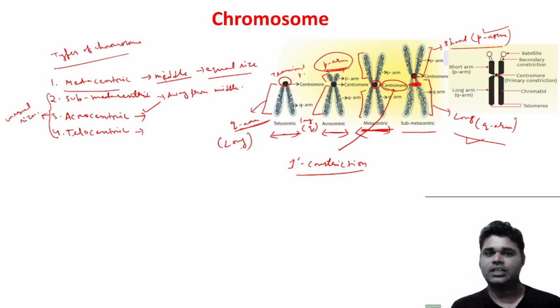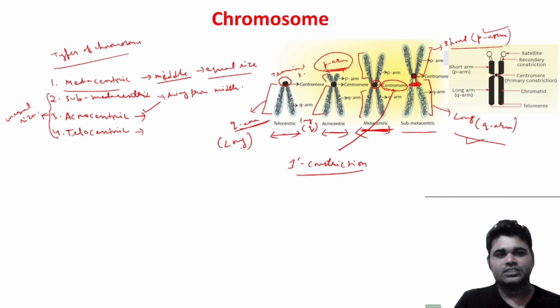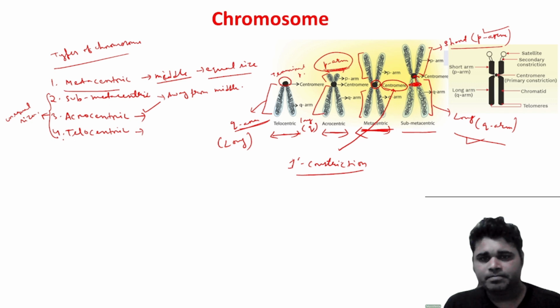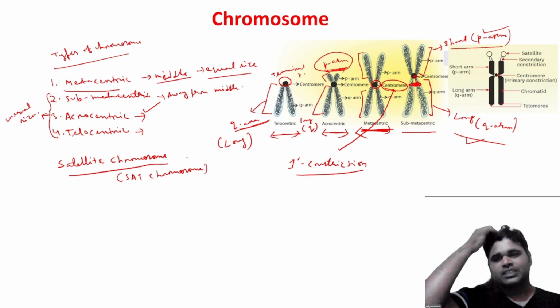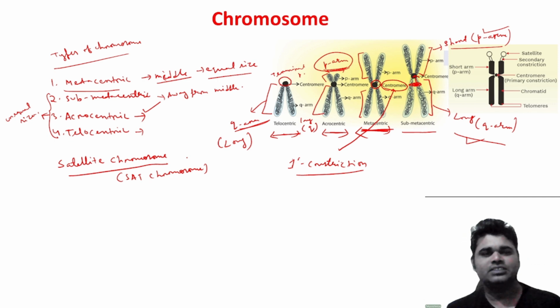So these are the different types of chromosome on the basis of the presence of the centromere in the chromosome. So another chromosome is present, that is called the satellite chromosome, or you can say the SAT chromosome, which is the same, that is the satellite chromosome. So what is the satellite chromosome? One is the chromosome, one is the satellite chromosome. So what is the difference between them?